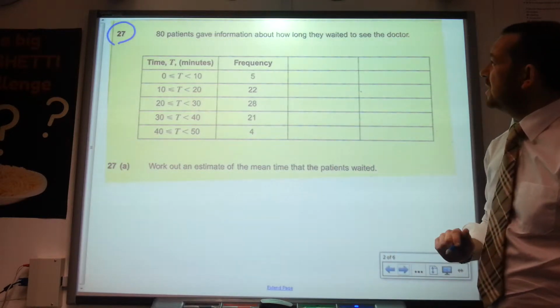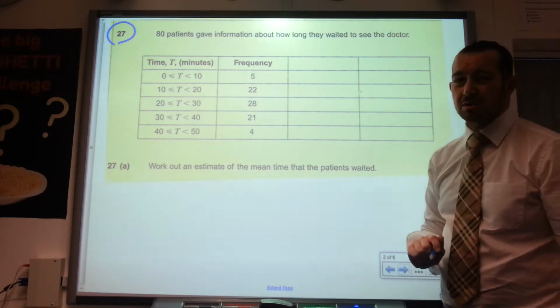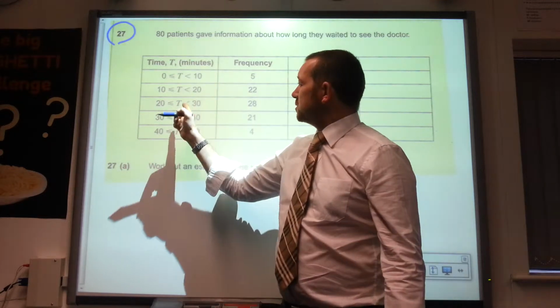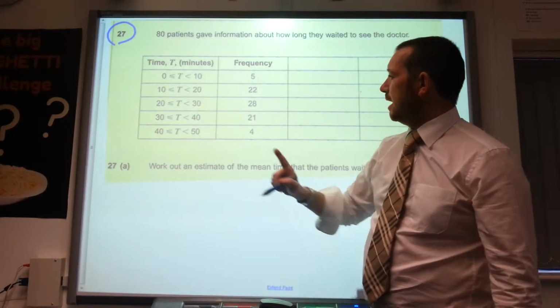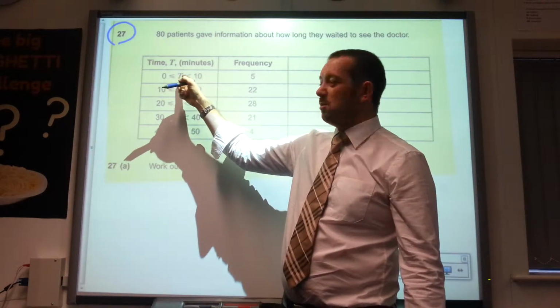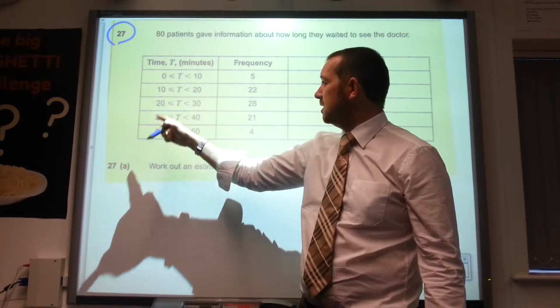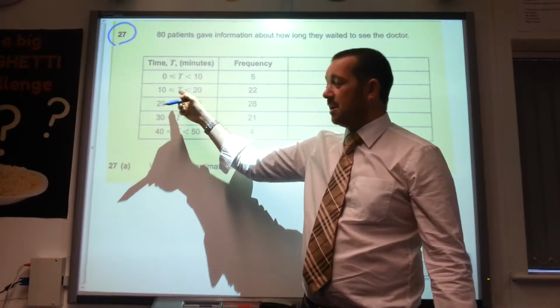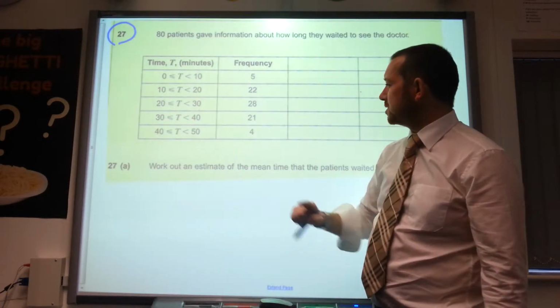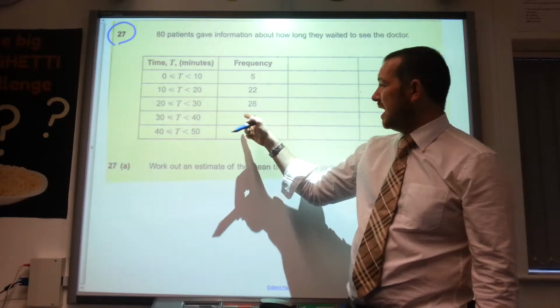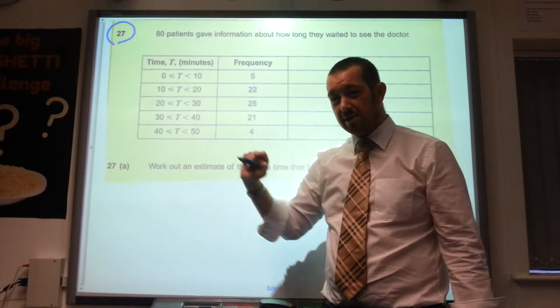So 80 patients gave information about how long they waited to see the doctor. This bit here tells me how many minutes they waited. So here, this is if they waited between 0 and 10 minutes, if they waited between 10 and 20 minutes, and so on. So it tells me here that 21 people had to wait between 30 and 40 minutes.